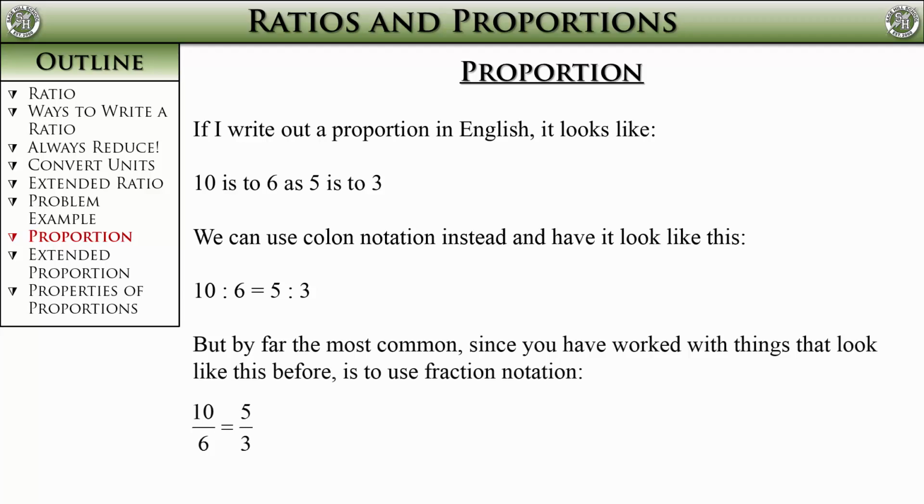But by far the most common, since you have worked with things that look like this before, is to use fraction notation. That is probably the most comfortable way of the bunch, but theoretically you can use the other methods if you prefer. No matter how you write it though, these are proportions. They are saying that 2 ratios are equivalent.